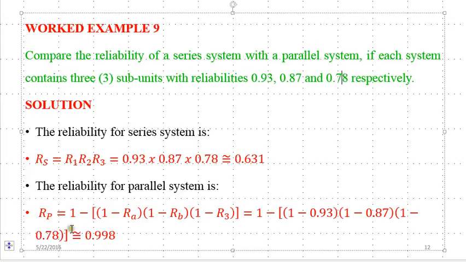And for the parallel, I'm going to use 1 minus, in bracket, (1 minus RA) into (1 minus RB) into (1 minus R3). In fact, I'm supposed to use R1, R2 as I have used here, so therefore there's a mistake. But substituting these values, you can see my resultant reliability is 0.998, and this 0.998 is bigger than this biggest one, which is 0.93. What are we being told here?